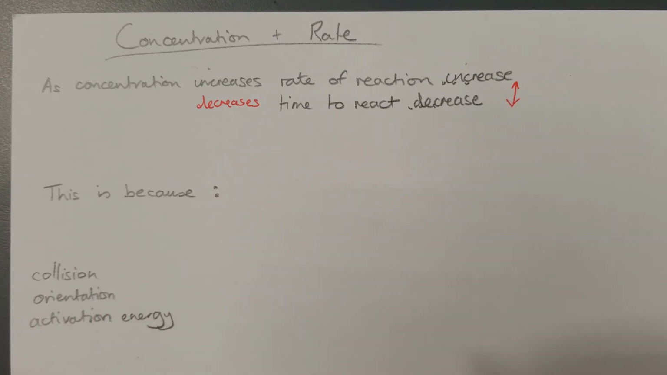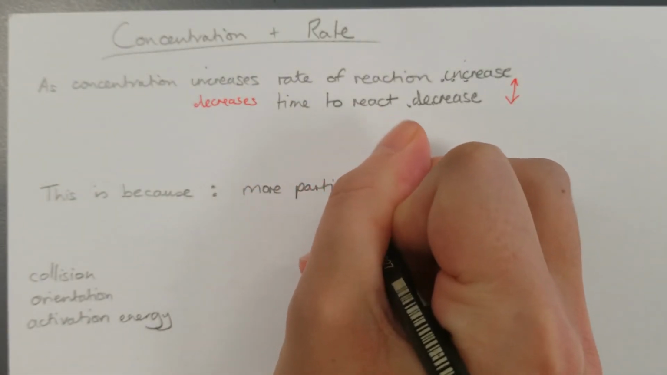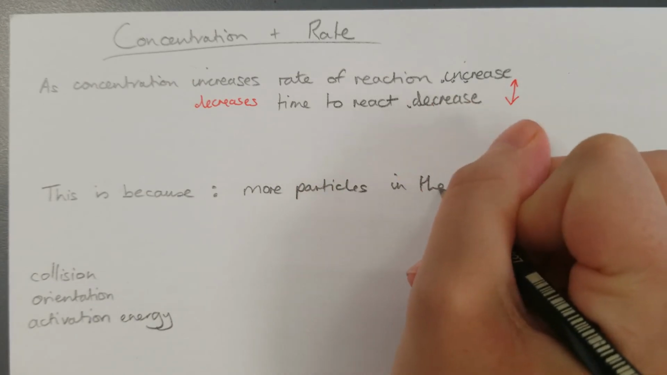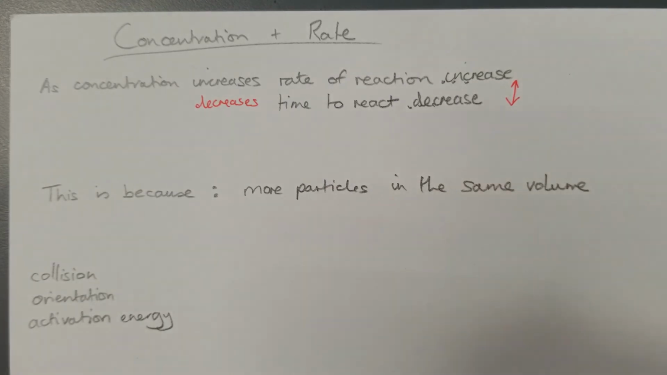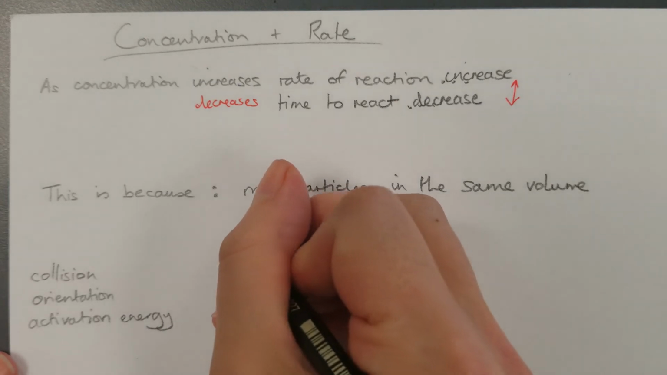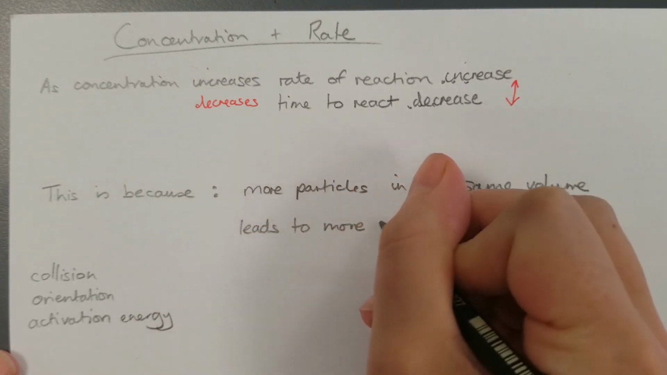So our first statement, as always in the test, is to say what has changed about the particles. So as concentration increases, what has happened to the number of particles? We have more particles in the same volume. Okay, so remember we've added more particles into the same volume, so there are just physically more there. And you'll be unsurprised to hear that this leads to more collisions per second.